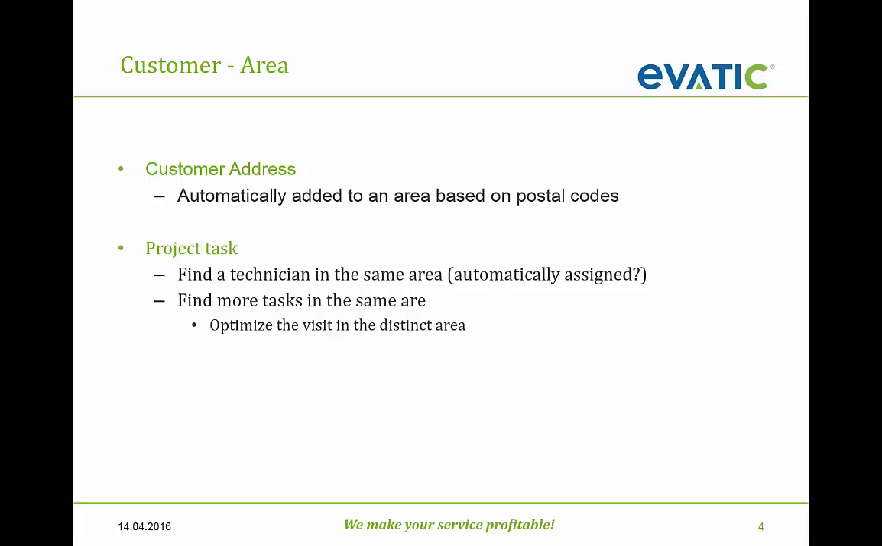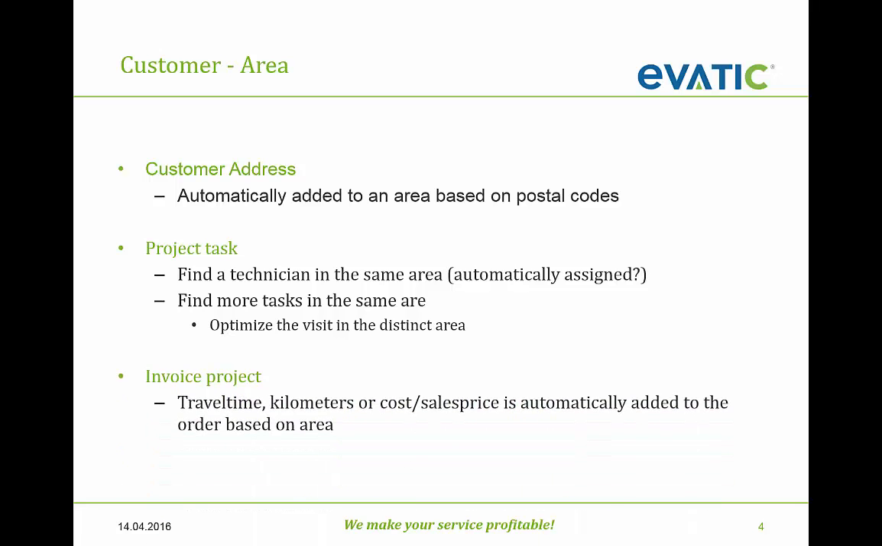You can find more tasks in the same area. That means you can optimize the visit to the distinct area. If a technician is going to this area, you can see that there are 3 other open tasks in this area, and you can send him to these tasks as well. And of course, when you invoice the project task, travel time, kilometers, or the cost and sales price from the area can be added automatically to the order based on that specific area. So let's see how this is working in Evatic.